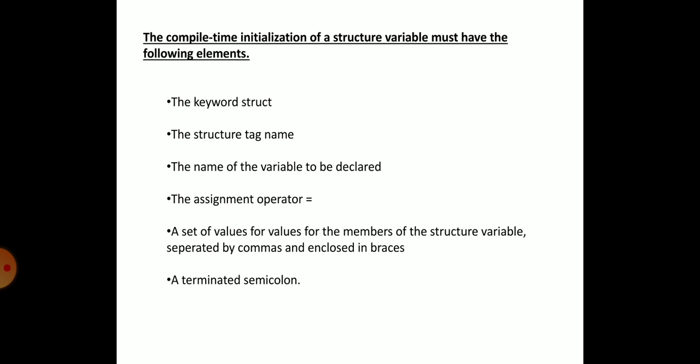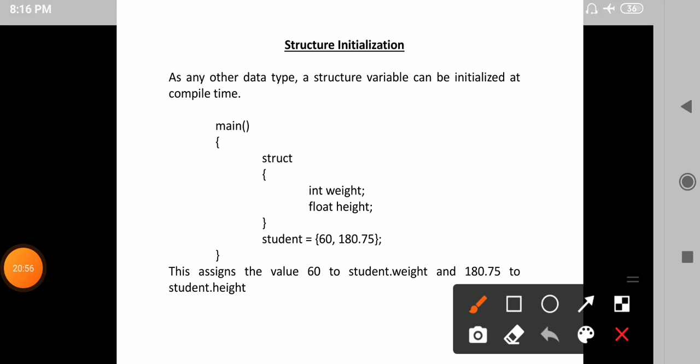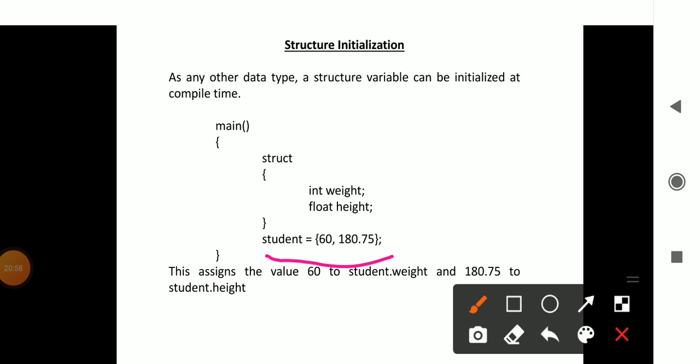In the earlier example, as we see, when we initialize the structure elements, 60 is assigned to weight as weight is the variable that is declared first. So while initializing the values of the variables, there is a one-to-one correspondence between the initialized values and the declared variables. So there must be a match in the order of members in the structure definition.